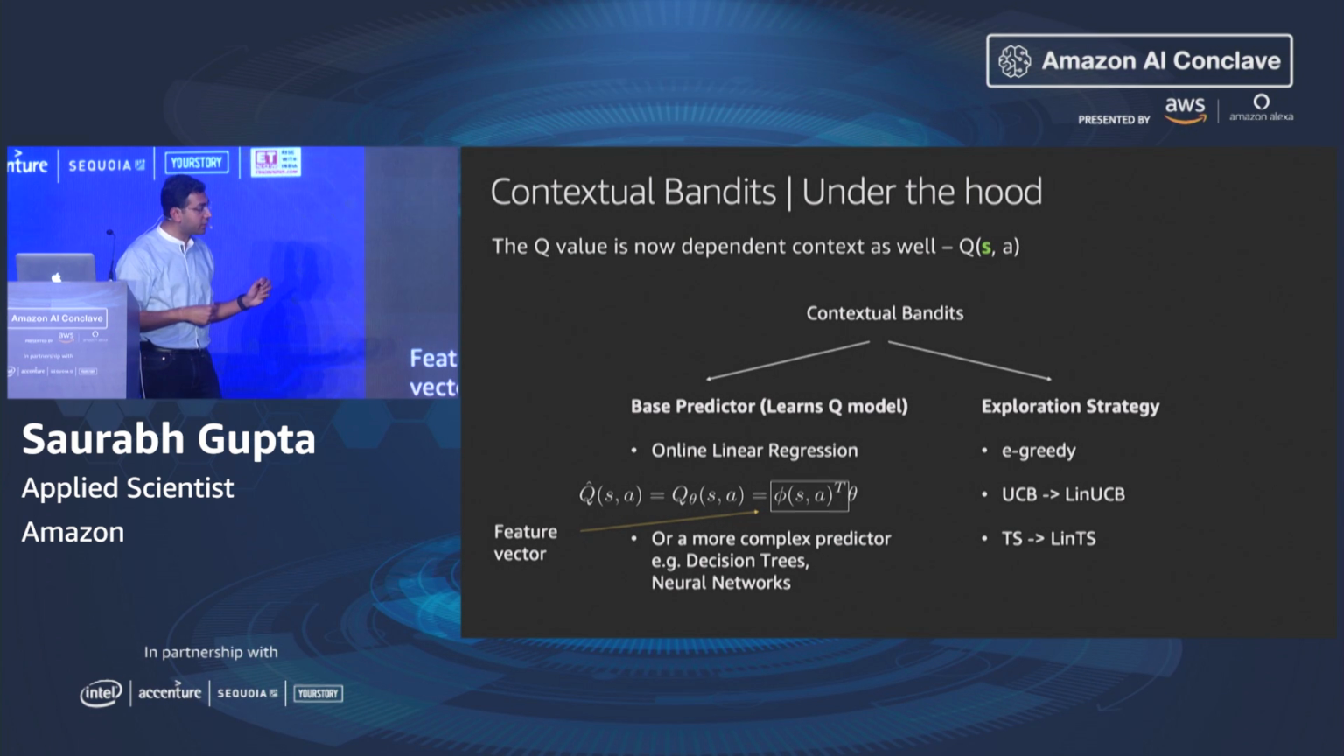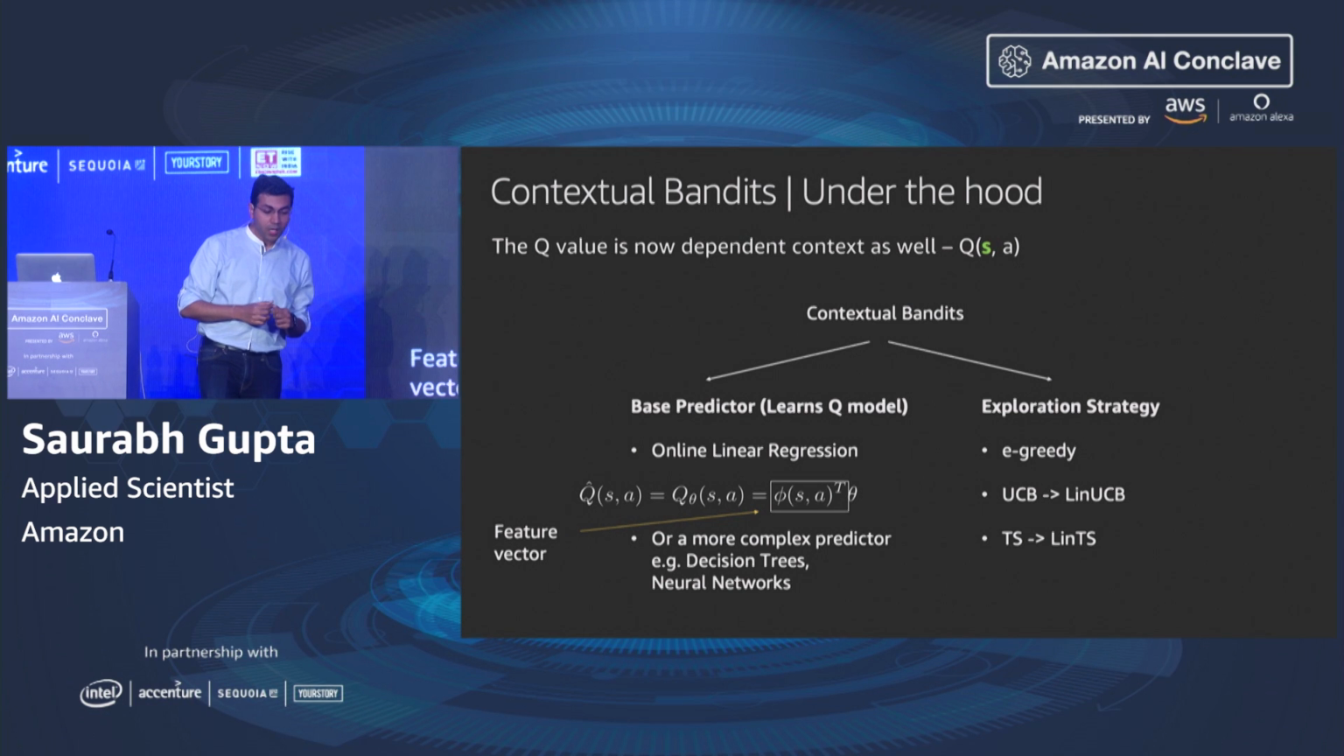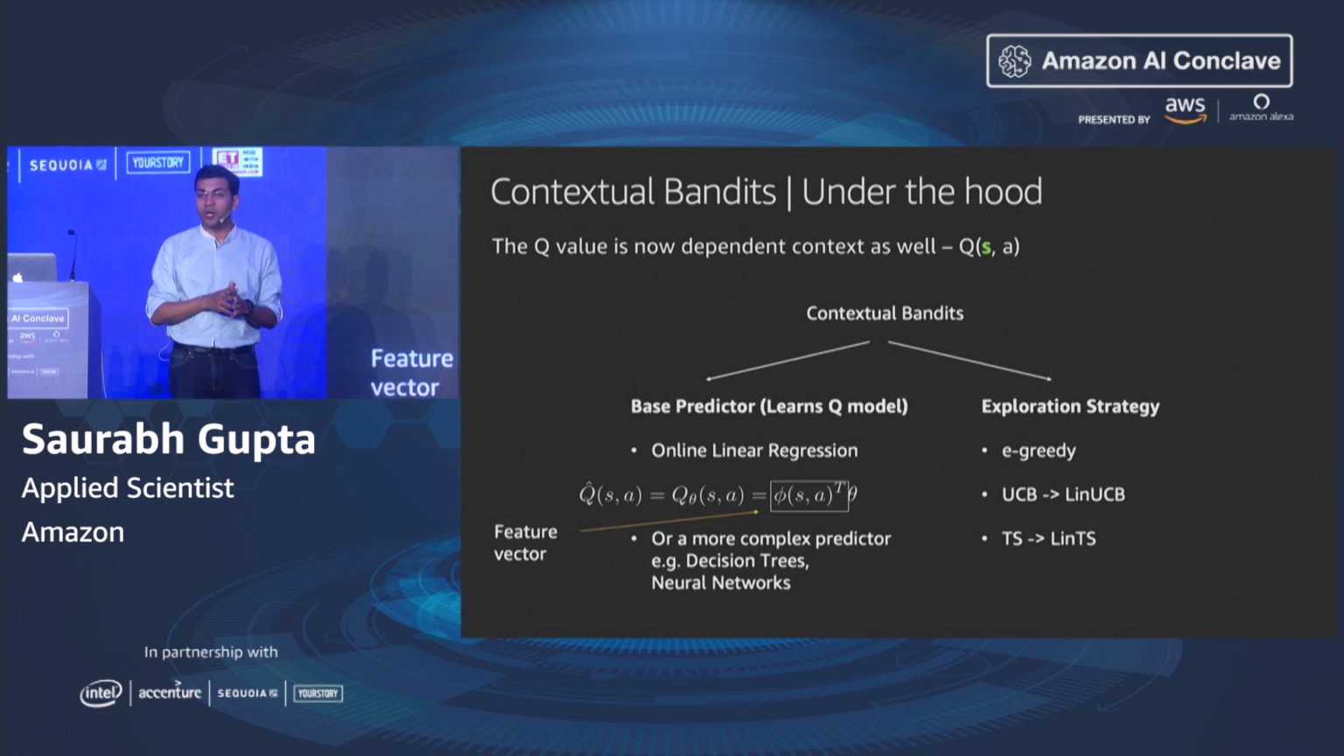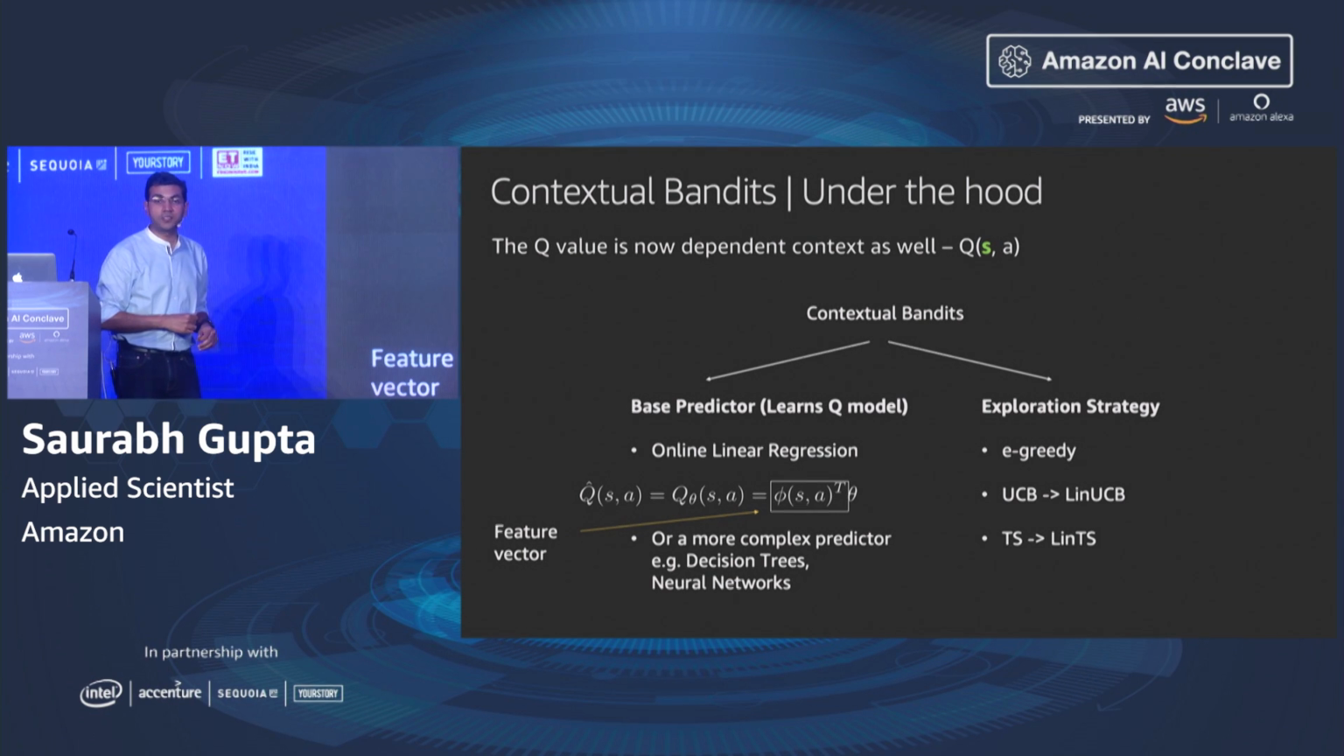Other problems are related to exploration strategies. The exploration strategies that I talked about, UCB and Thompson sampling, are based on uncertainty estimates around the weights, or whatever the model is trying to estimate. With neural networks and decision trees, that gets even harder. So this is a very active research area. People are still working on how they can use neural networks with bandits with exploration strategies. But for the sake of simplicity, in this talk, we just focus on online linear regression.